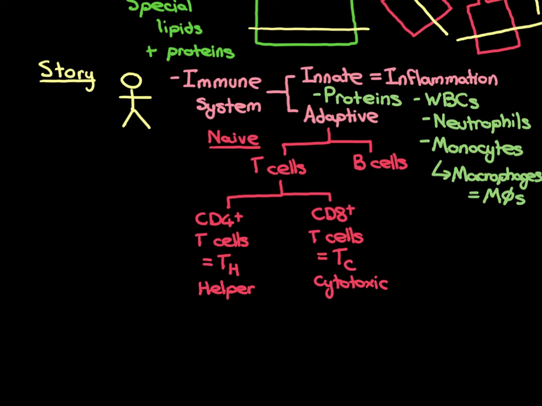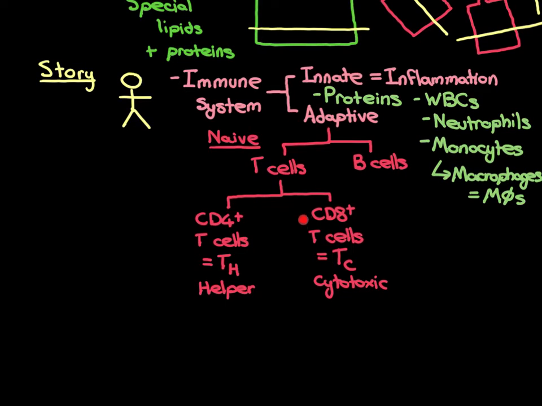Okay, so let's talk about what these three populations of cells are involved in doing then. The CD4 positive T cells, the CD8 positive T cells, and the B cells. The ones that are going to be important in multiple sclerosis are the CD4 positive T cells and the B cells.